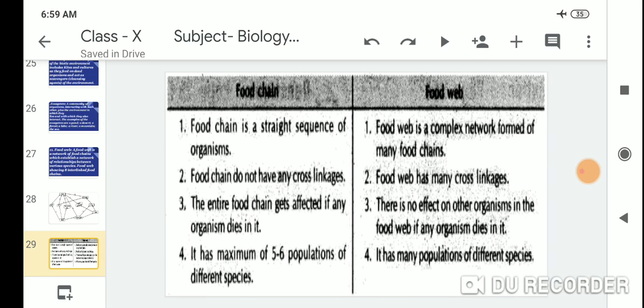Food chain and food web, this is the difference. Food chain is a straight sequence of organisms, and food web is a complex network formed by many food chains. Food chains do not have any cross linkage; the food web has many cross linkages. The entire food chain is affected if any organism dies in it, and in a food web there is no effect on the other organisms if any organism dies in it. And the fourth one is it has a maximum of 5 to 6 populations of different species; the food web has many populations of different species.